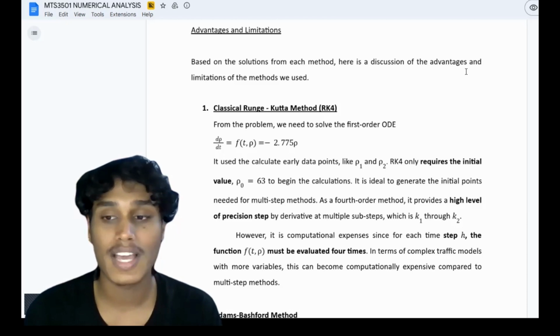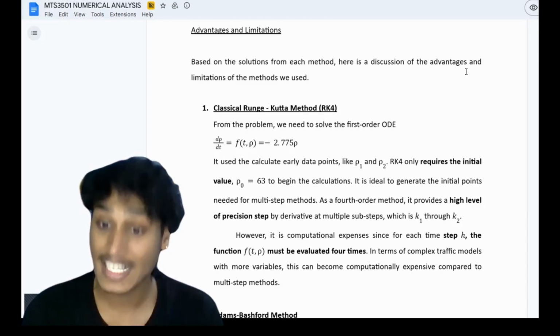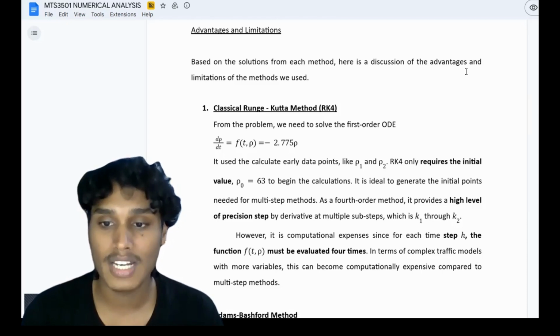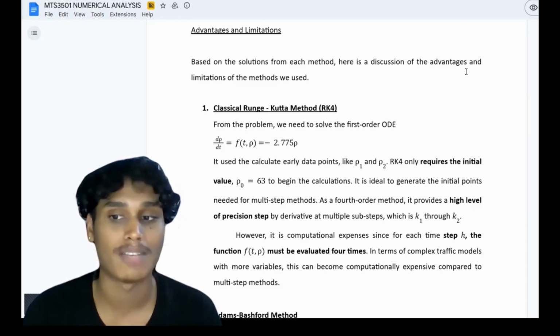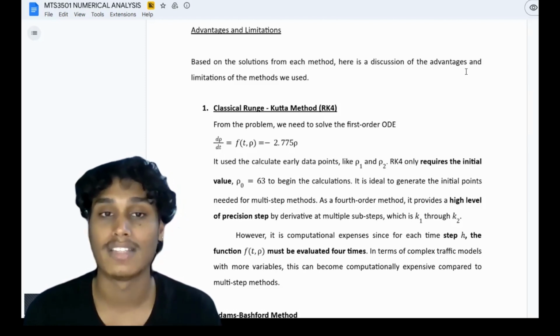However, RK4 also has some limitations. For each step size h, the function must be evaluated 4 times. This makes it computationally expensive, especially when the model becomes large or has many variables. So, RK4 can be slower compared to multi-step methods.